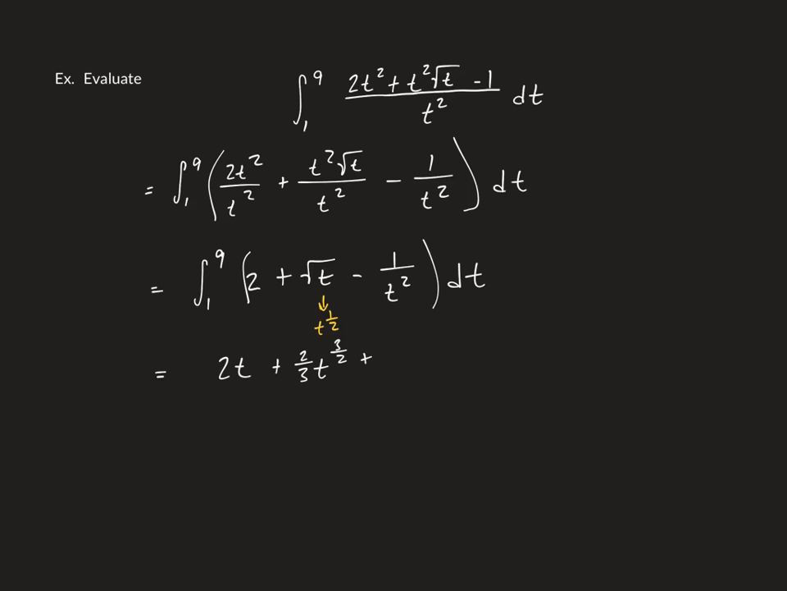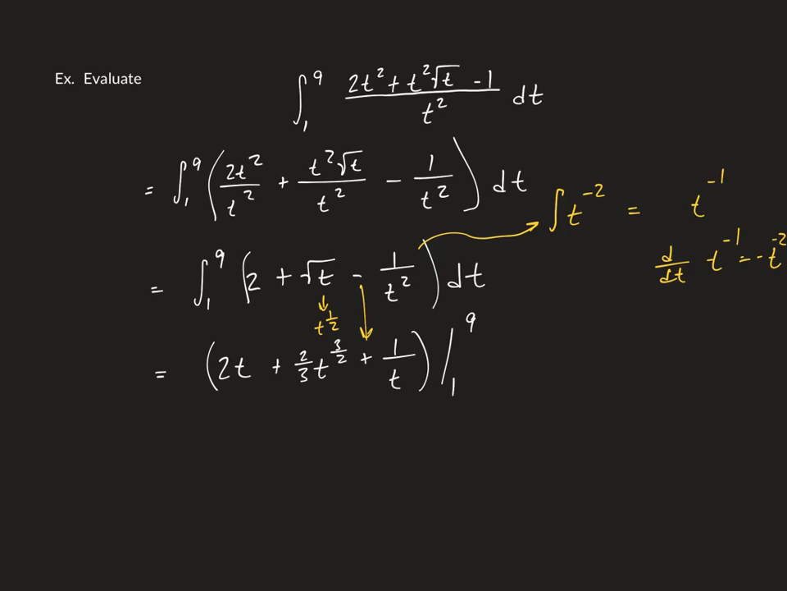plus, and the antiderivative of t squared is going to be 1 over t. And just to briefly explain where that came from, I would rather think of this as t to the negative 2. So if I'm taking the antiderivative of t to the negative 2, it's going to end up being t to the negative 1. Now remember, when I take the derivative of t to the negative 1, that's going to equal negative t to the negative 2. So that's why we've switched the sign there from negative to positive. And I'm evaluating this whole thing at 9 and then at 1 and subtracting the results.